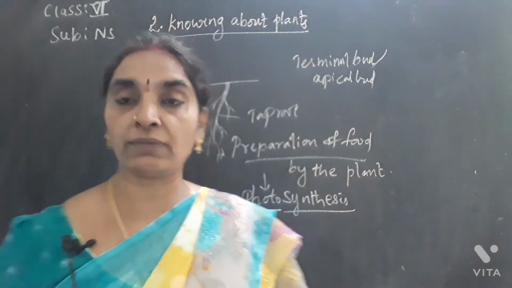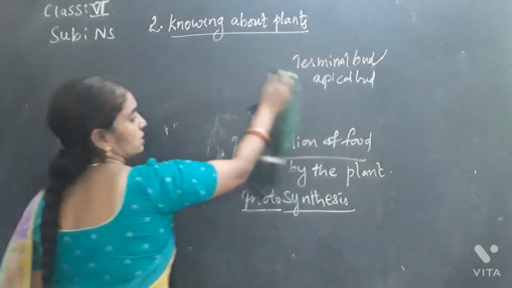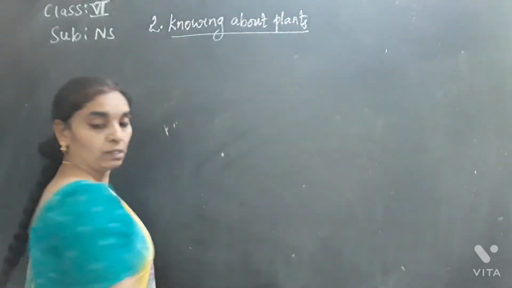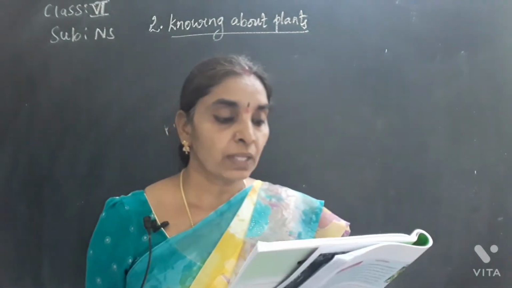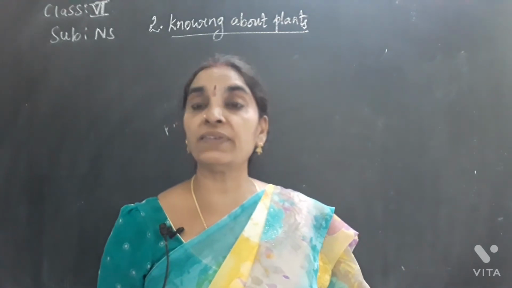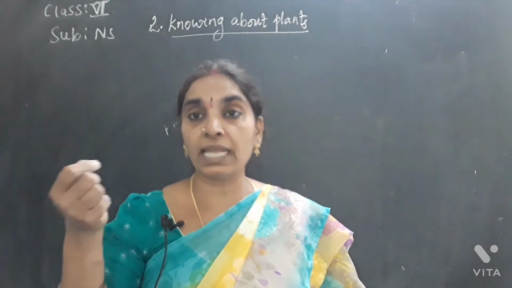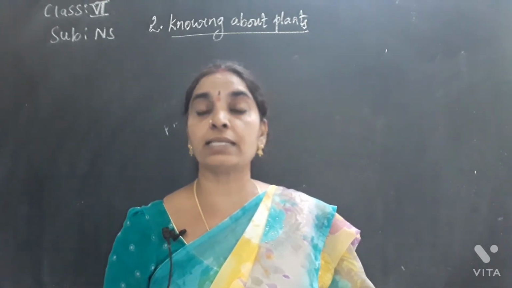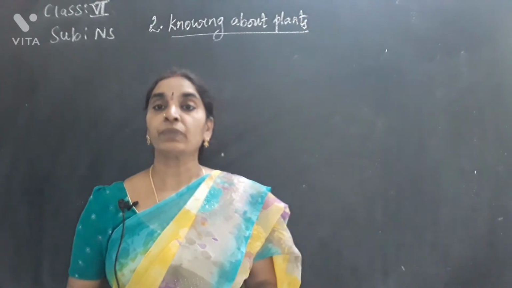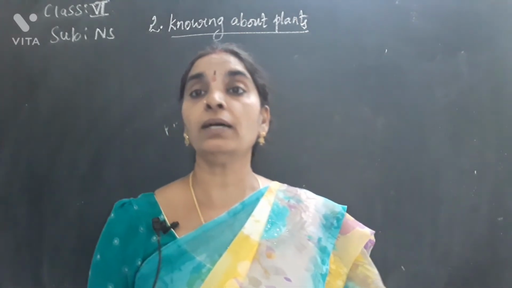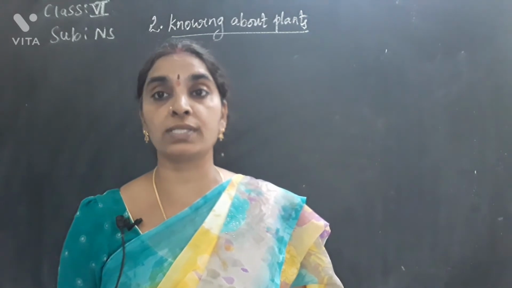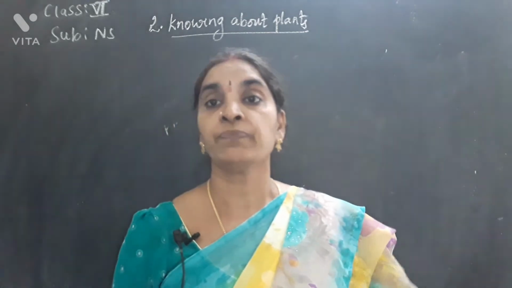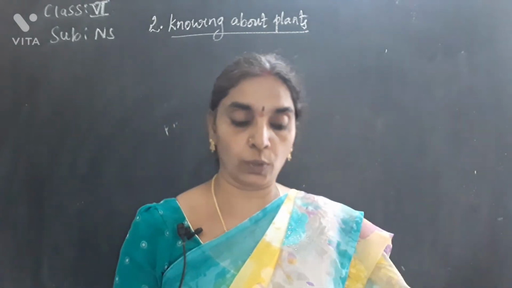Okay children, hope you have understood about the roots and stems and different parts of the plant. The next one is the part of the stem from where the leaves arise. The leaves arise from the nodes. The part of the stem where the leaves arise is called a node. Is it clear? And the part of the stem between two successive nodes is called an internode. Hope you have understood this.